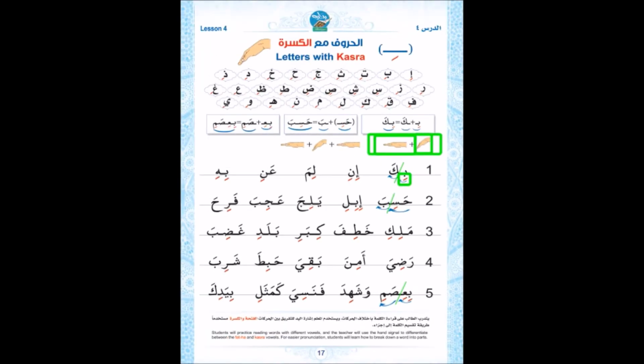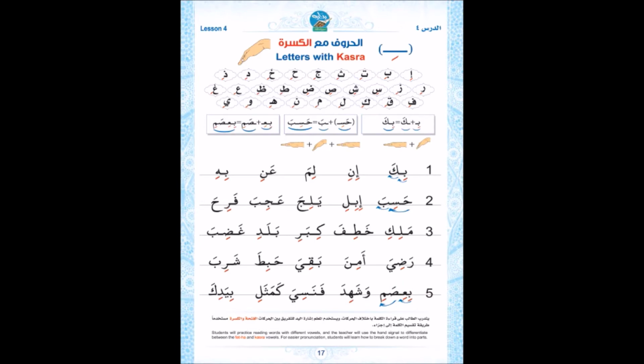And in this way, the student can read all 5 lines, and if necessary, he or she can try spelling. And the spelling technique, although we left it behind in the previous lessons, if necessary, the student can use it. For example, ba, kasra, bi, kaf, fatha, ka, bika.